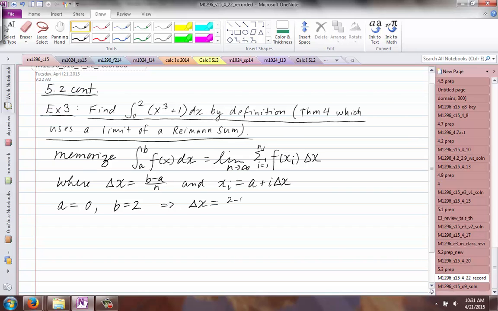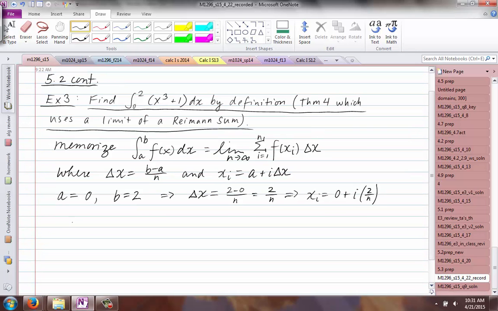So we have 2 minus 0 over n. n is going to stay a variable. Now that we found delta x, we can find x sub i. That's our a, which is 0 in this case. And then we have our i delta x. So i times 2 over n.